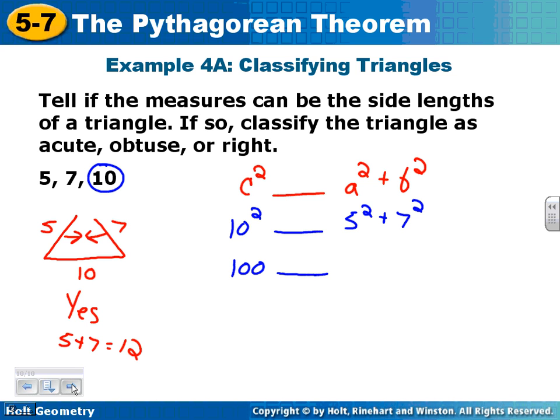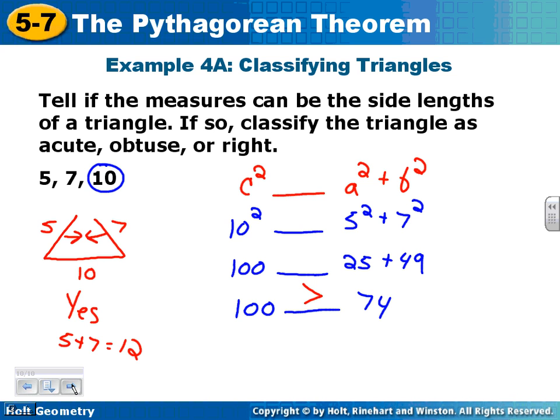100 blank 25 plus 49. Add those together. 74. 25 plus 49 is 74. So what symbol goes in the middle? Would 100 be greater than, right? It'd be 100 is greater than 74.